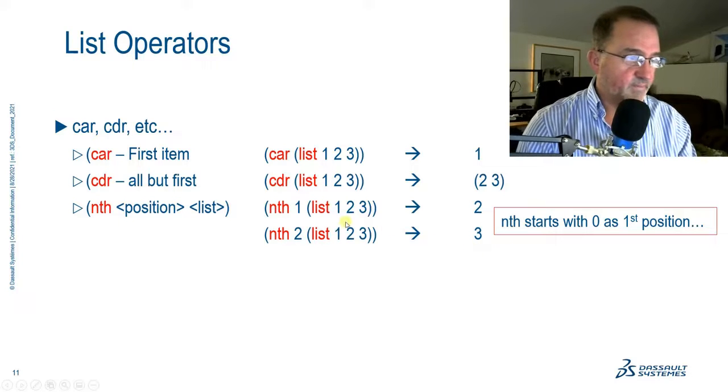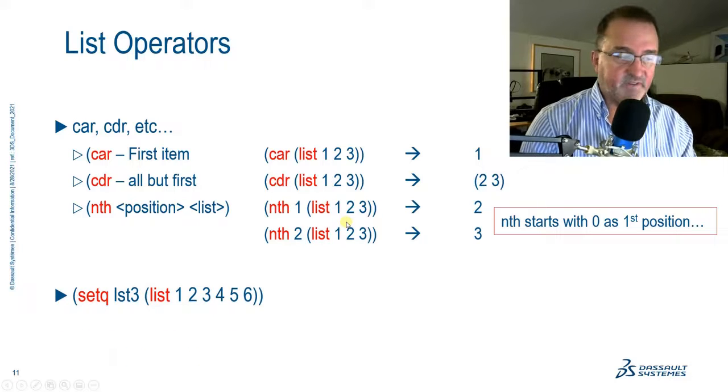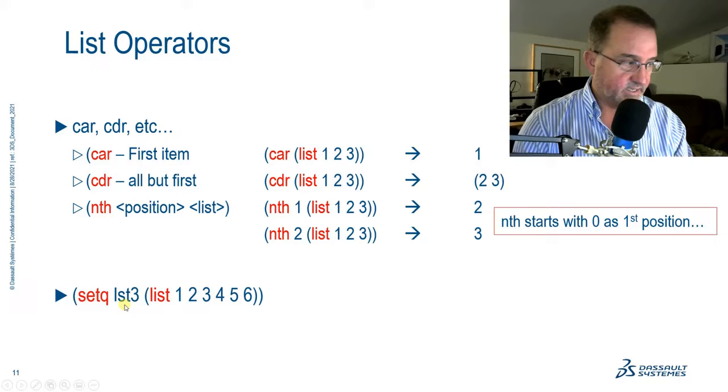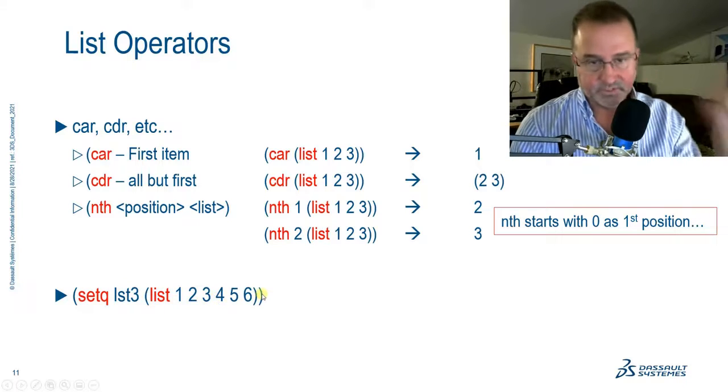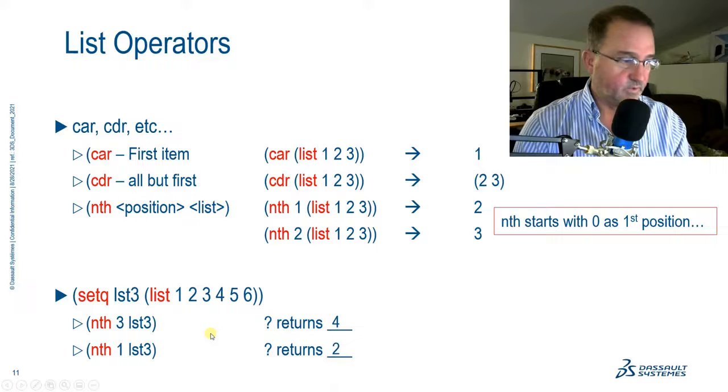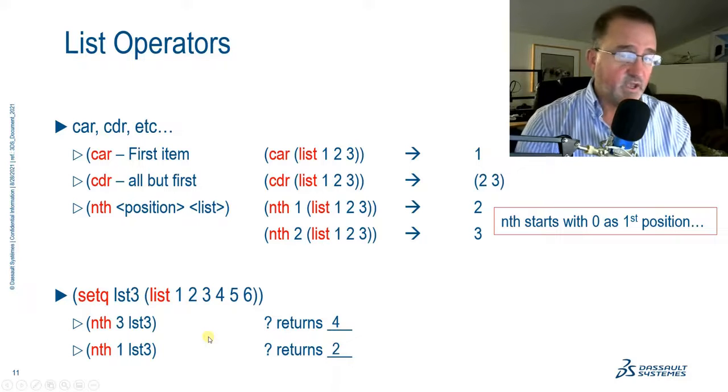So if I want to grab a different item in a list, I have to understand that the numbering sequence is off by 1. So for instance, let's say I set a variable list 3 to the list of the numbers 1 through 6. Now, if I say grab the third position in the list, the answer should be 4, because it's going 0, 1, 2, 3. And if I grab the first item in the list, as you might guess, it will actually be position 2. So something very important to keep in mind.